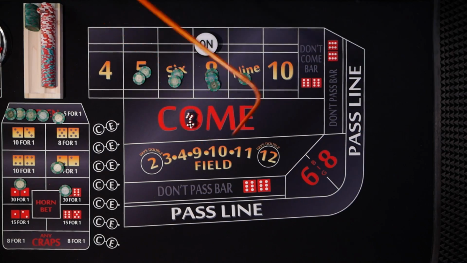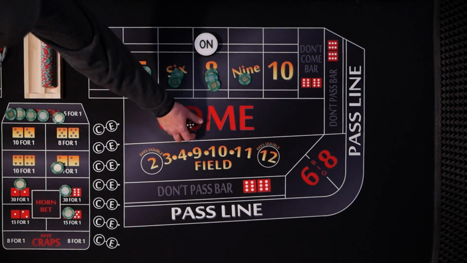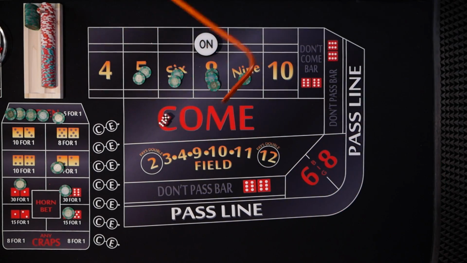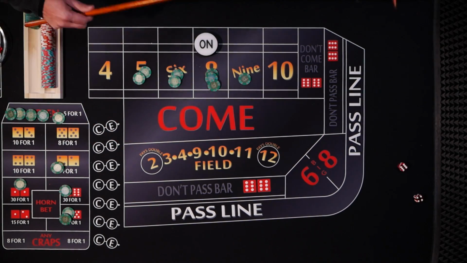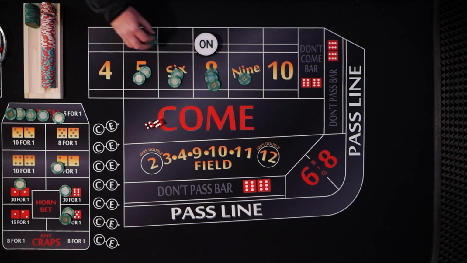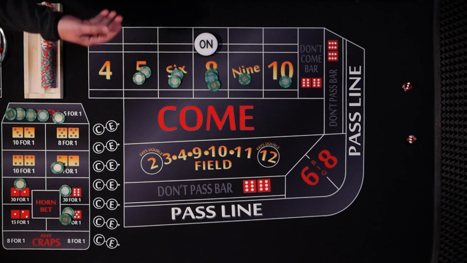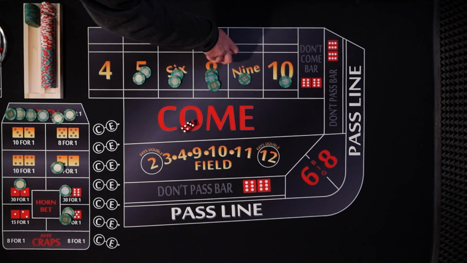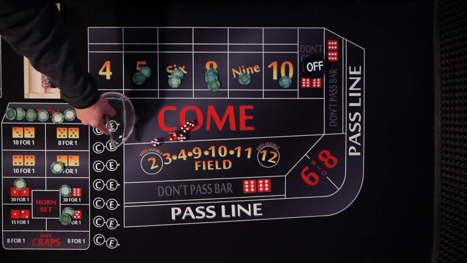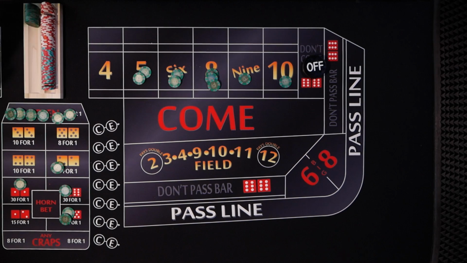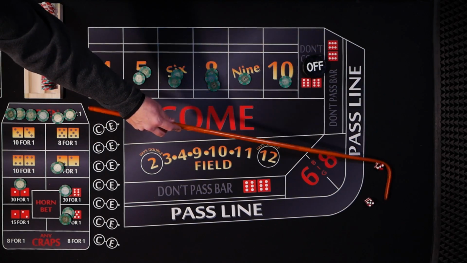Yo, 11. Finally hit our 11. And yo, back-to-back yo's. There's a 10. 10 easy. There's 7. 7 out. Puck comes off. New shooter. Here we go, coming out. And the point's going to be 8.